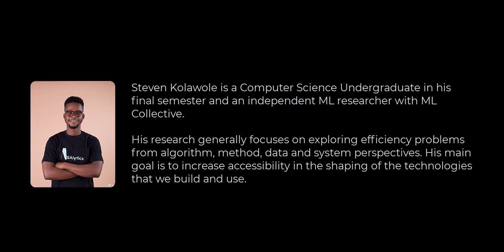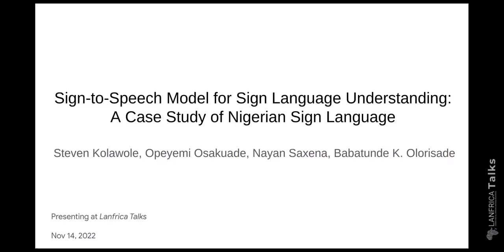Stephen is a computer science undergraduate in his final semester and an independent machine learning researcher with ML Collective. His research generally focuses on exploring efficiency problems from algorithm, method, data, and system perspectives. His main goal is to increase accessibility in the shaping of the technologies that we build and use. Thank you very much, Stephen, and the floor is yours.